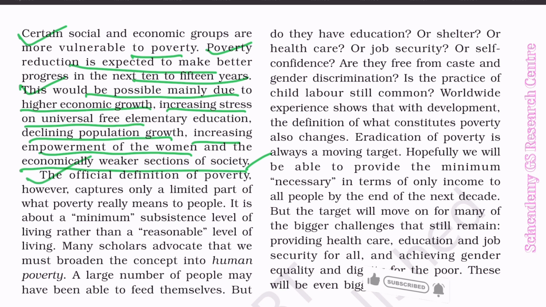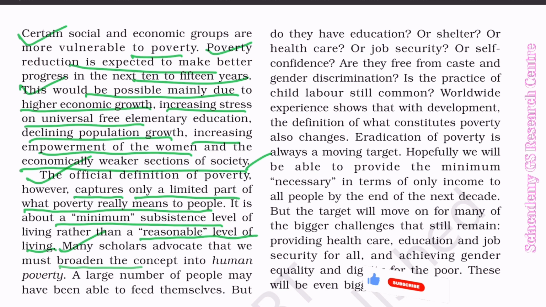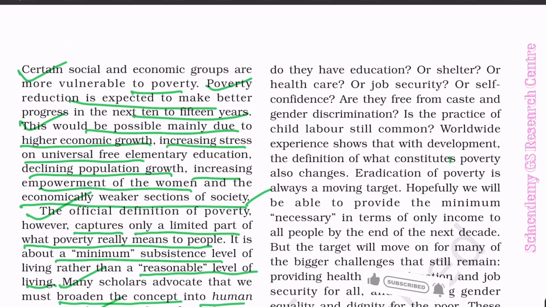The official definition of poverty, however, captures only a limited part of what poverty really means to people. It is about a minimum subsistence level of living rather than a reasonable level of living. Many scholars advocate that we must broaden the concept into human poverty. A large number of people may have been able to feed themselves, but do they have education or shelter or health care or job security or self confidence? Are they free from caste and gender discrimination?